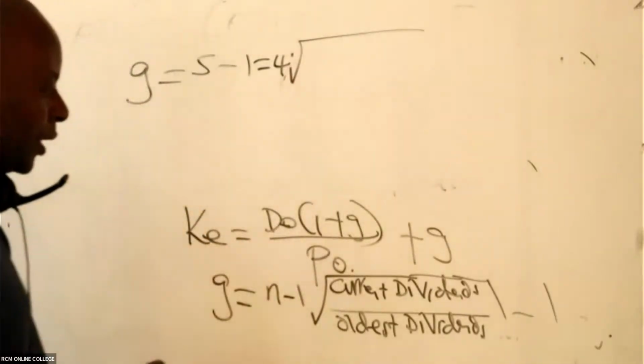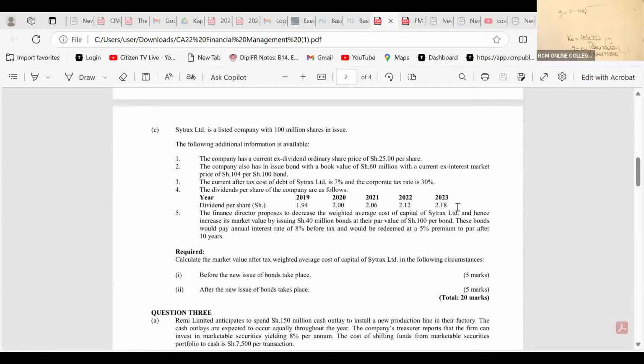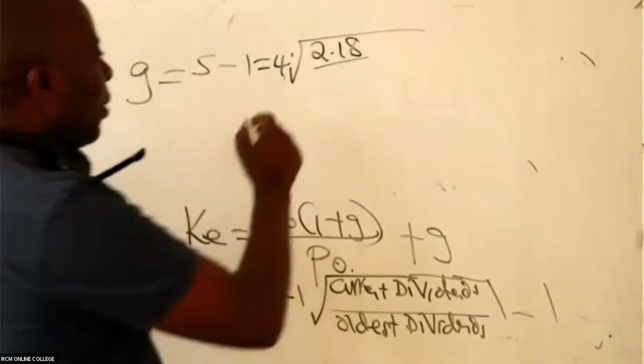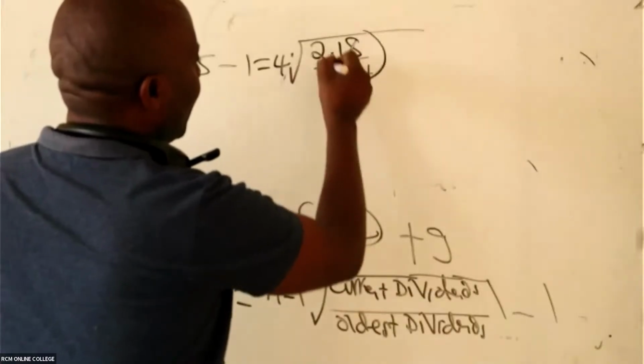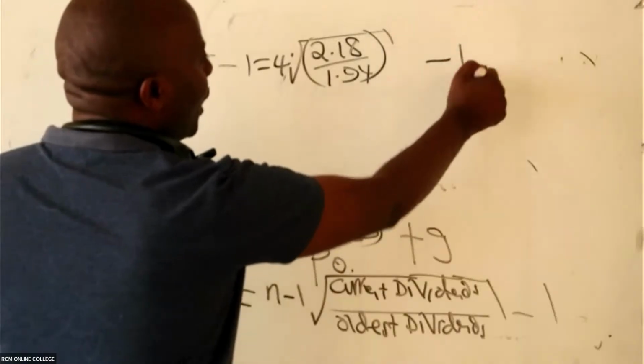of the current dividend. So are we able to see the current dividend? The most recent dividend is this one in 2023. So 2.18. We divide this by the very oldest dividend. Very oldest dividend is the one given in 2019, 1.94. So we divide this by 1.94. Right. So whatever we shall be able to get out of this, we shall come and subtract one.